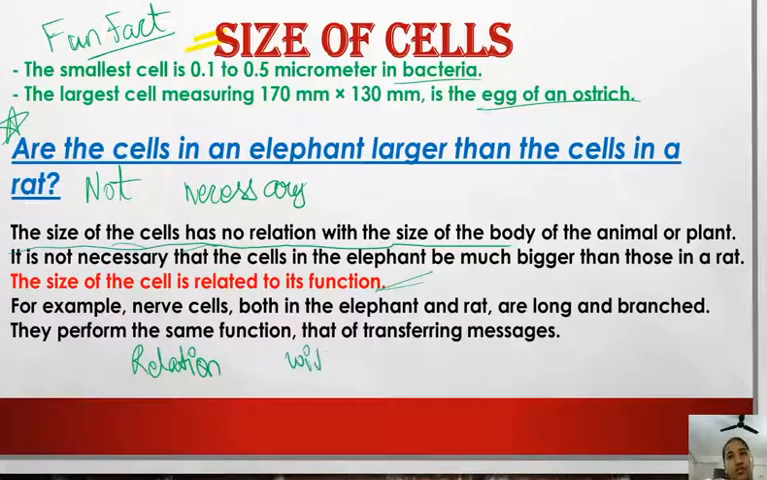With function. So over here also we have taken the example of a neuron, which is the nerve cell. They are here to perform the same function, that is of transferring messages. So what will it be related with, whether the animal is big or small? It will be dependent on the function, right? Based on its function.